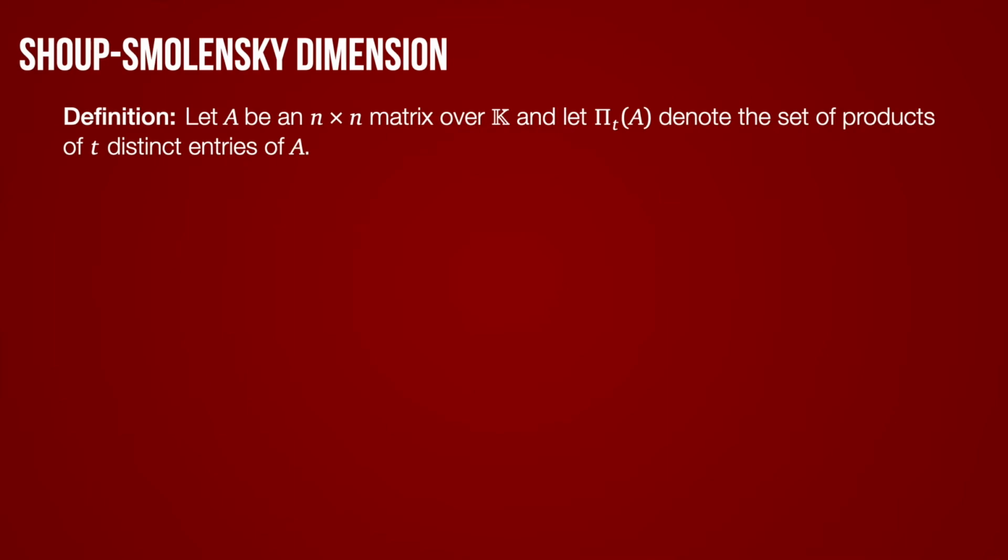So let's see the formal definition of what this algebraic richness means. Suppose A is an n by n matrix again over an extension field K of a ground field F, and let's denote by pi t of A the set of all products of t distinct entries of A. Each element of pi t of A is an element of the field K, and we also think of K as a vector space over F. Now let's define gamma t of A to be the dimension over F of the subspace which is spanned by those elements in pi t of A. So again, pi t of A is a set of elements of K, but we also think of it as a set of vectors over F. Then we take their linear span, and the dimension of this subspace is exactly gamma t of A.